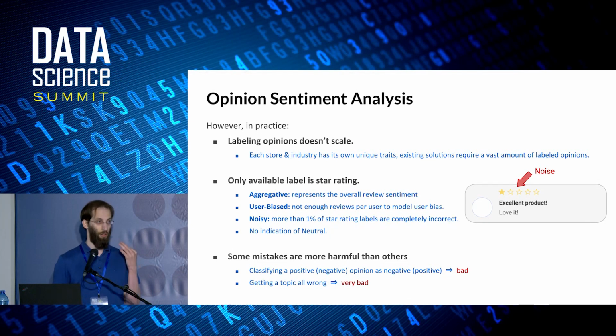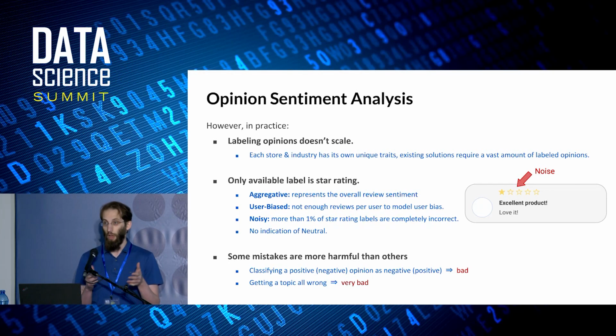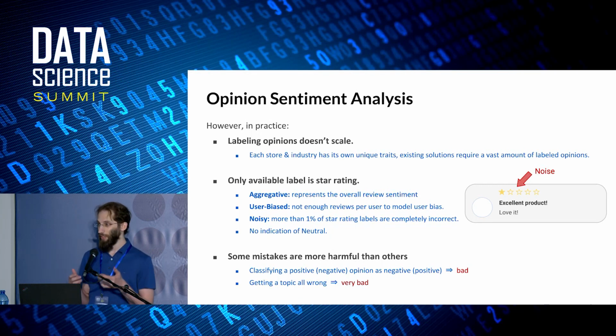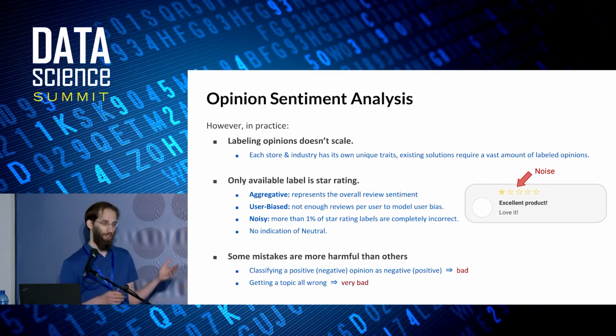Think, for example, of a review with a 3-star rating. Does 3-star mean neutral? Or maybe it means negative because I usually give 4 or 5-star reviews, and 3 is my indication of negative, for example. It's also noisy. We've noticed that there is more than 1% of star ratings that are completely inaccurate. People who don't understand that 5-star means good and 1-star means bad. So these exist. Probably running demographics on the people who make this mistake could have been interesting, but we didn't. And of course, there's no indication of neutral because, again, a 3-star review doesn't necessarily mean that it's neutral.